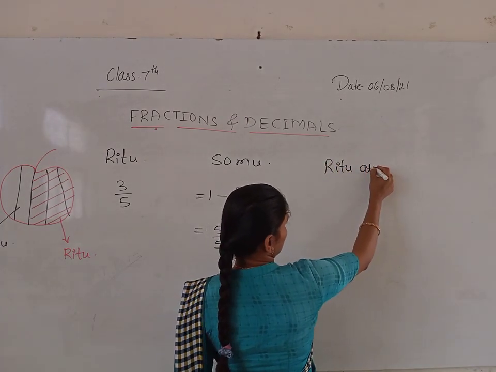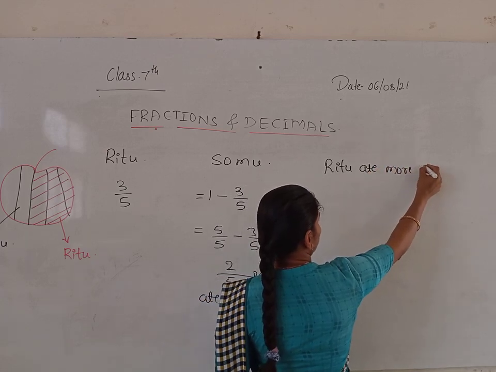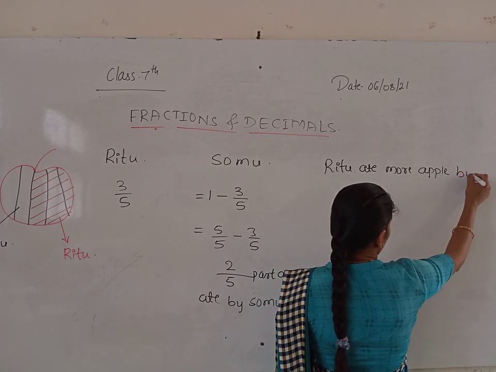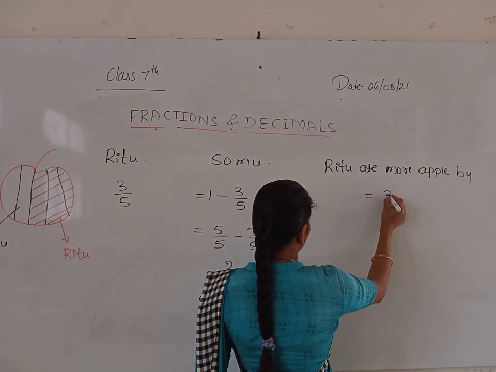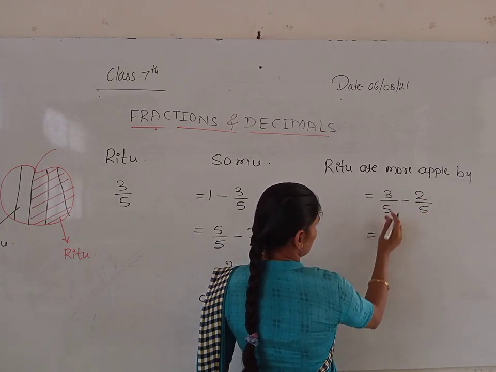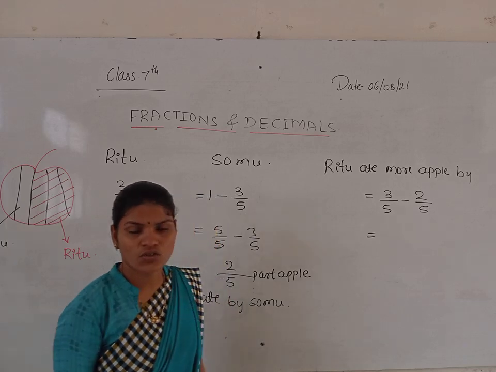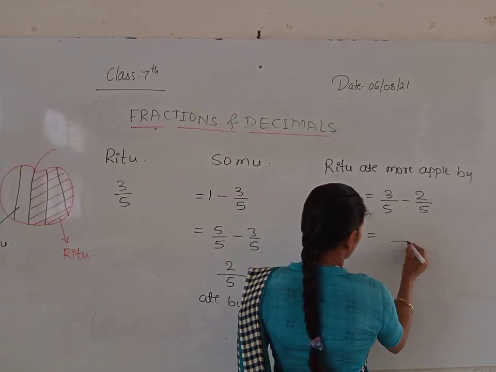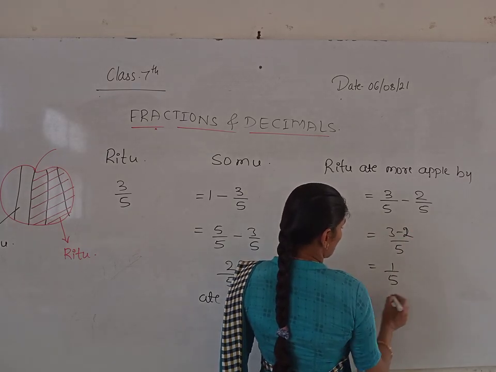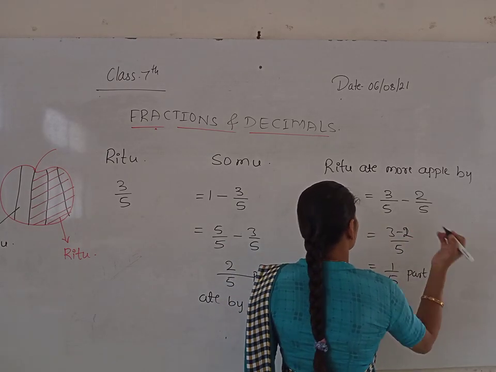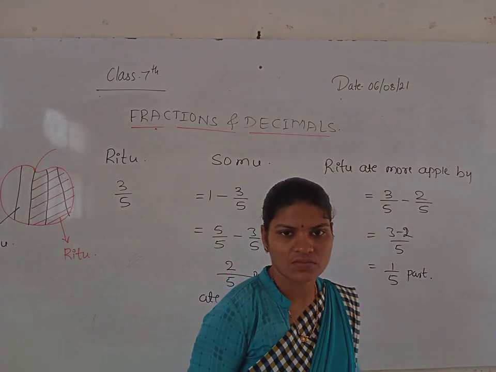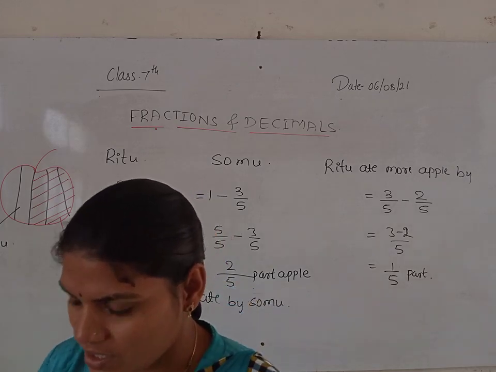Ritu ate more apple by how much? Yes, more apple by how much? In Ritu's set, we have to remove Somu's set. Ritu how much? 3 by 5. Somu 2 by 5. 5 is common. 3 minus 2 is 1. 1 by 5 part of the apple. It is more by Ritu. Clear? Easiest question? Yes. Okay.